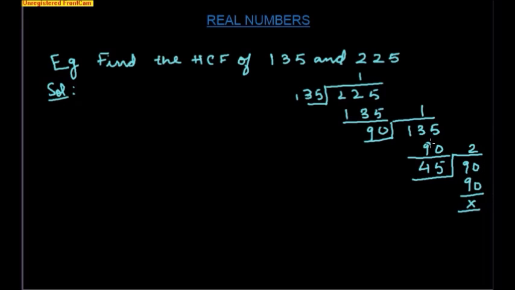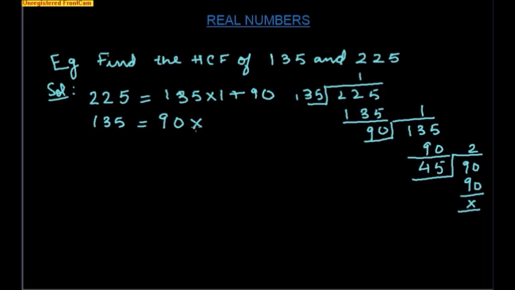Now this division method will be done in your rough work, and as the question is given to you, we apply the Euclid's division lemma. I write down the bigger number, 225 is equal to, as you see from the division, 135 into 1 plus 90. Now I write down 135 here and 90 comes here into 1 plus the remainder is 45.